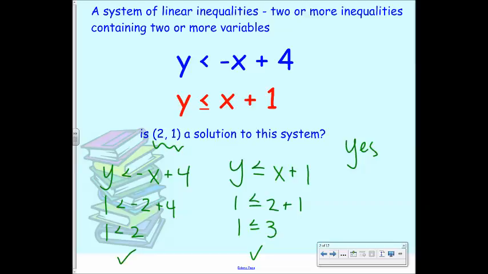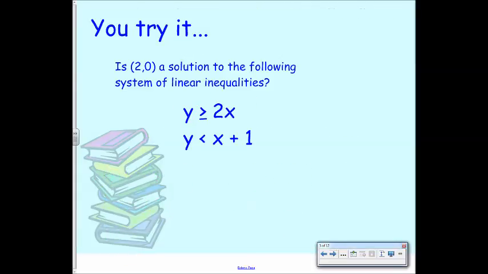All right, that's a solution to the system because it works for both of them. If it only worked for one of them, would that be a solution? No. Solution means that it has to be an answer for both of those things. All right, try this one. Try that one at your seats.